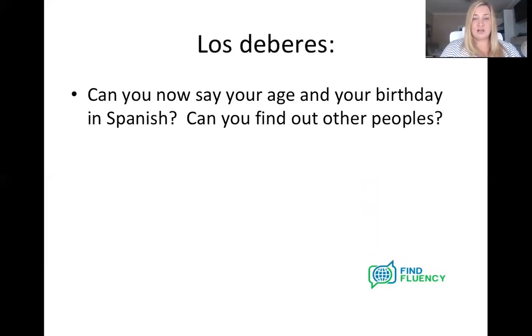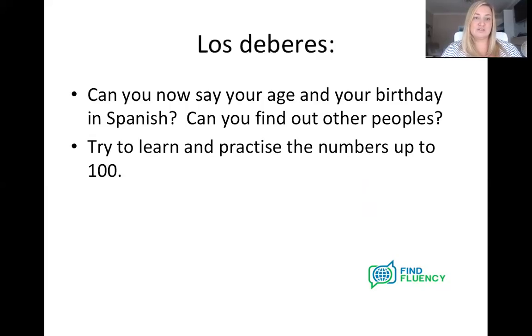Los deberes, so a little bit of homework for you. Can you now say your age and your birthday? Go back if you can't remember how to say your birthday. Remember, ¿cuándo es tu cumpleaños? Mi cumpleaños es. And can you give your age? And can you also find out other people's and understand it? Okay. And trying to learn and practice the numbers up to 100, because as I say, they're really, really invaluable for so many different areas of daily life that I think it's really important to spend a bit of time learning those words, okay? Well done.